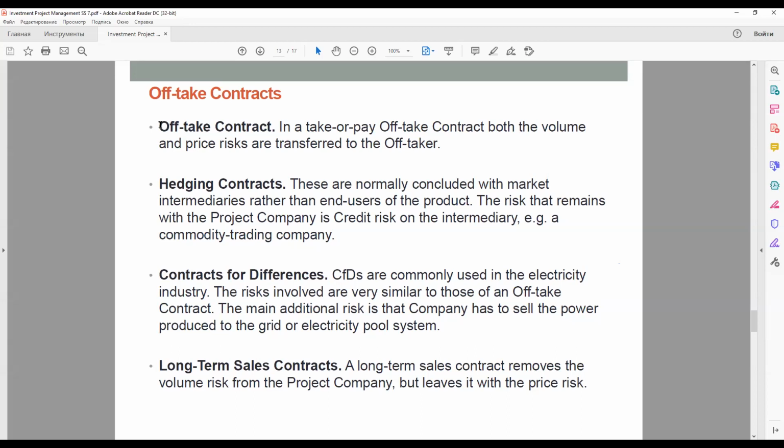Or if the end user is willing to contract for the product on a long-term basis, but wishes to index the price to a commodity market. For example, in long-term contracts for the sales of liquefied natural gas, the price is often linked to that of oil.